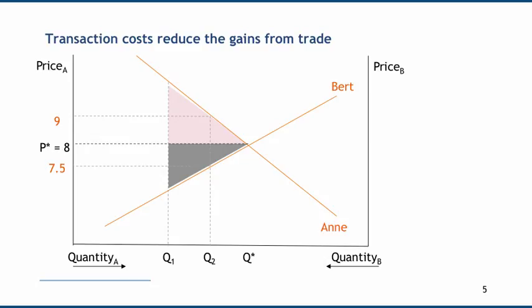We can see the original consumer surplus and producer surplus in the diagram, but if the price of 8 pence creates a divergence because of the transaction costs, we now have a reduced amount of consumer surplus for Anne, and we have a reduced amount of producer surplus for Bert. Instead of going from Q1 to Q star, we only end up at Q2.